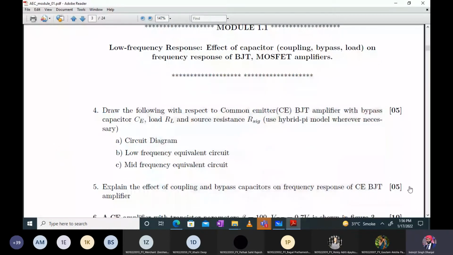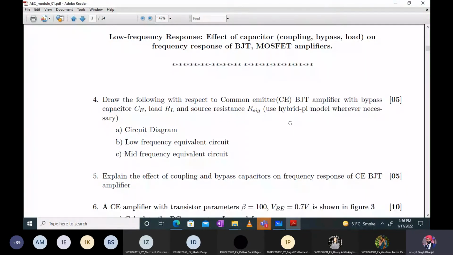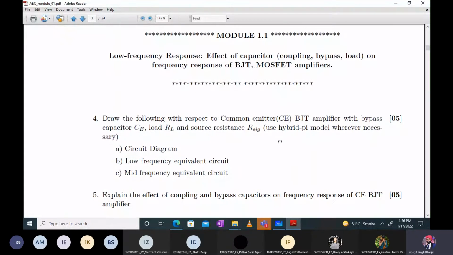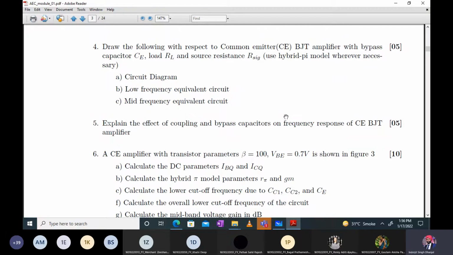Okay, please keep your microphones off. Okay, fine. So module 1.1 is based on low frequency response, that is effect of coupling, bypass and load capacitance on the frequency response, right? And here these are the type of questions which they can ask you.